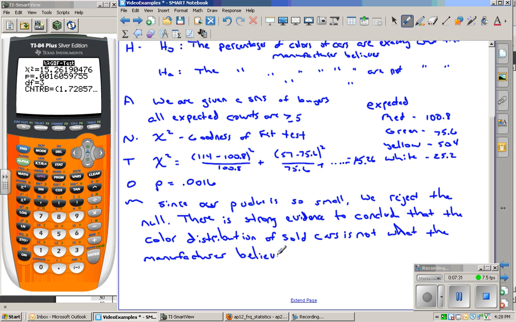And that's it. That's how you do a complete chi-square test. So hopefully that helped, and you're now ready to do some of these. Come back next time for the other two types of chi-square tests.